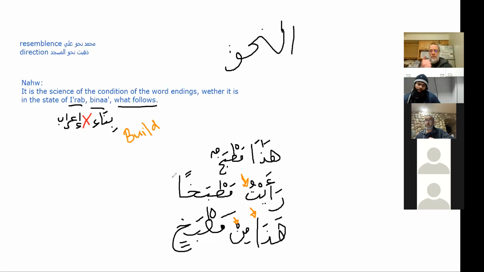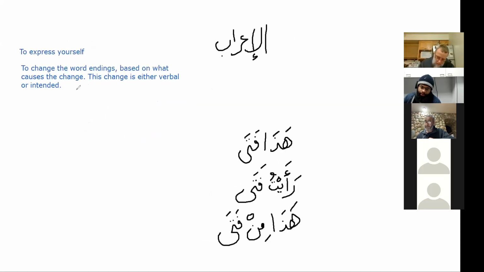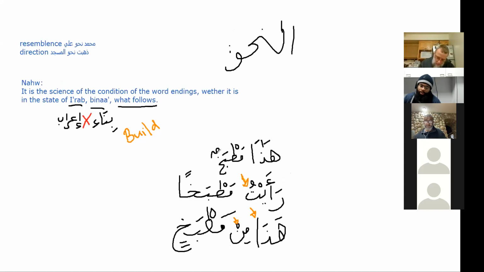One last thing I wanted to point out, because remember we said i'rab is either verbal or intended. So here, هذا مطبخ, you can see the ضمة, right? مطبخان, you can see the فتحة, yes or no? مطبخين, you can see the كسرة, yes or no? Yes. So this is verbal. This is a verbal change if you can see or hear the change. It's called verbal if you can hear it.